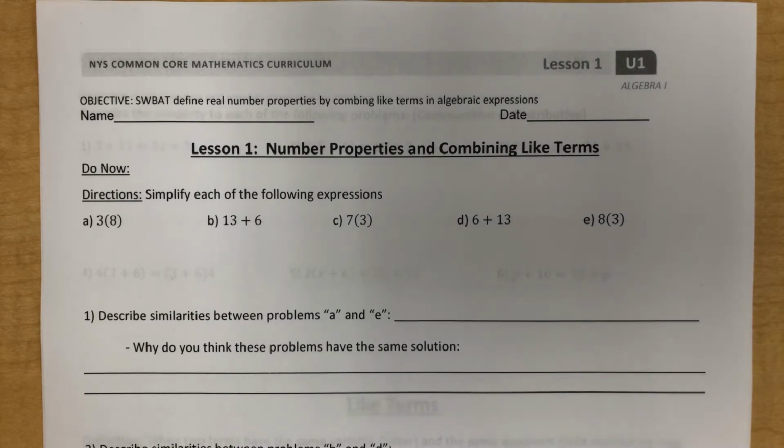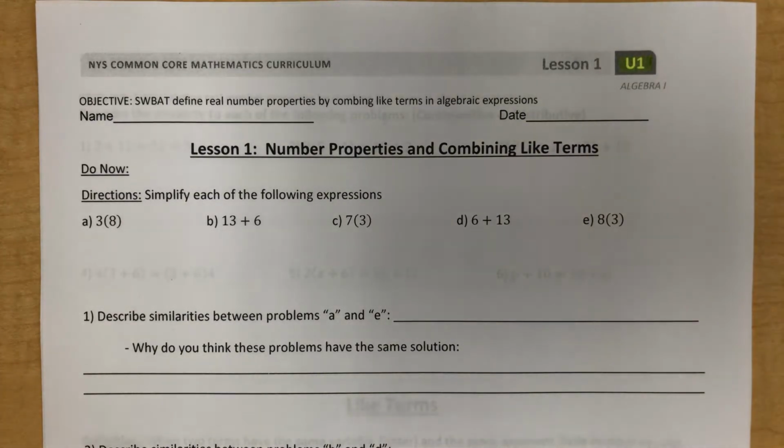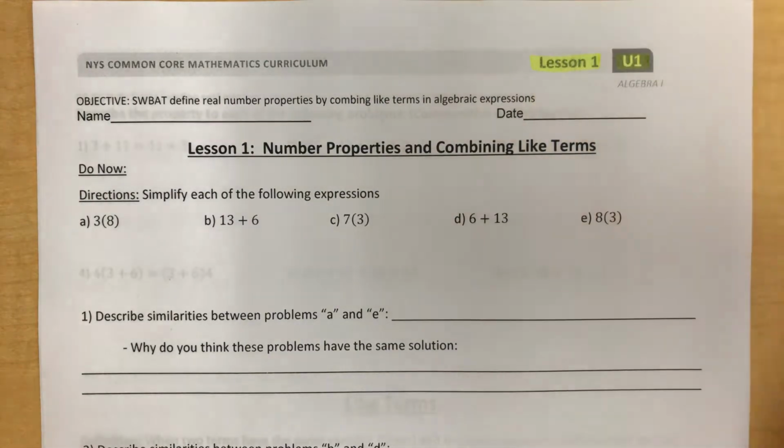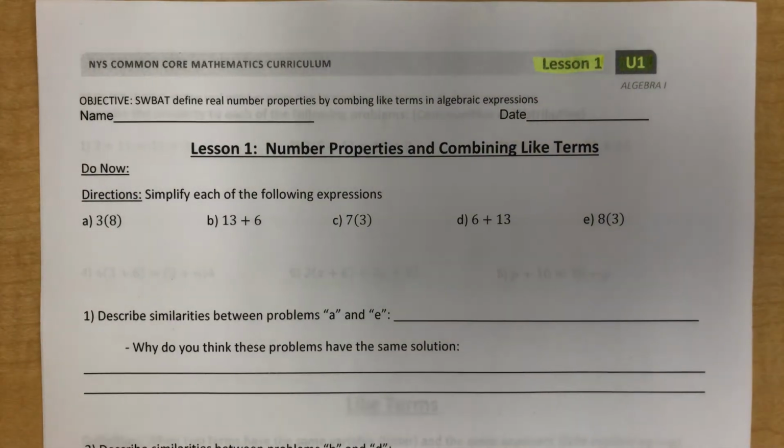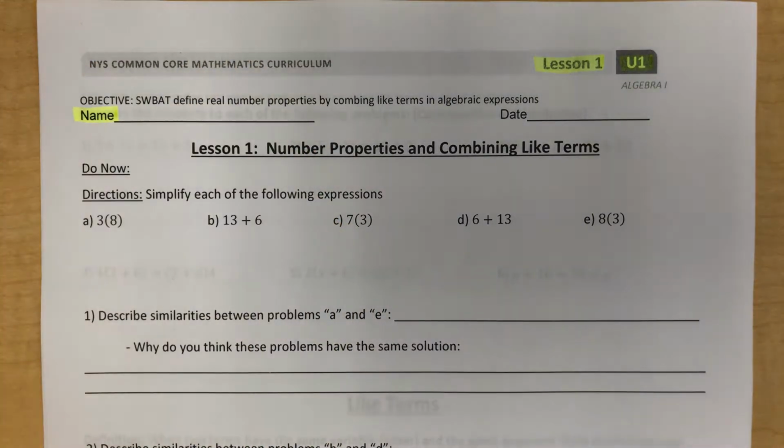You'll always know if you have the correct packet in front of you by just looking in the top right-hand corner. U1 means Unit 1, and then Lesson 1, that number is always at the top as well. Also, make sure that you're writing your name at the top of each page to ensure that you can get full credit for all of the work that you're completing.